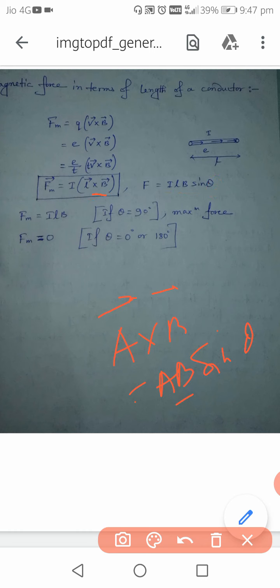Alright. Now see, if theta is 90 degrees, sin 90 is 1, then the magnetic force becomes the maximum, which is ILB. And if theta is 0 degrees or 180 degrees, sin 0 is 0 and sin 180 is also 0, so the whole force becomes 0. That means if this conductor is parallel or anti-parallel to the magnetic field, parallel meaning 0 degrees and anti-parallel meaning 180 degrees, then the force on this conductor will be 0. And when it is 90 degrees, the force will be maximum, which is ILB.